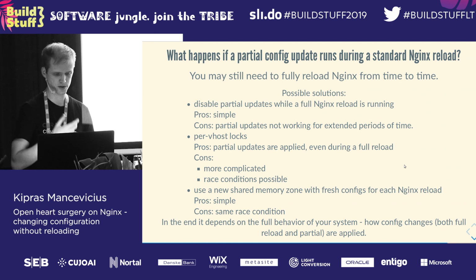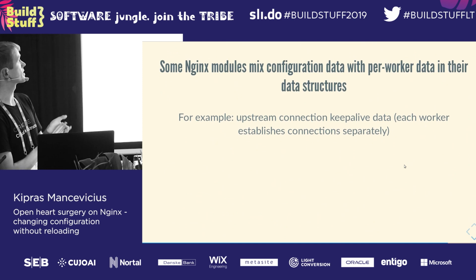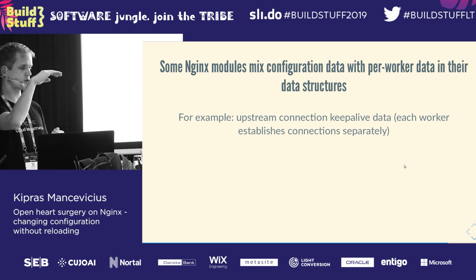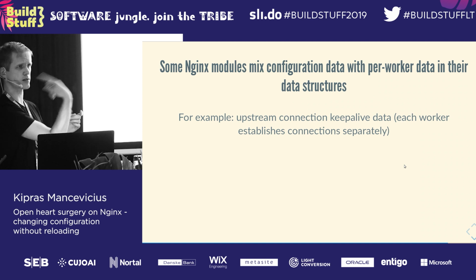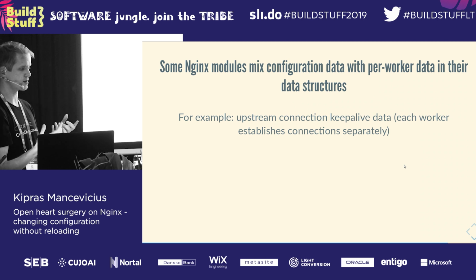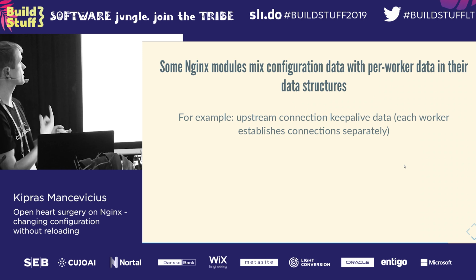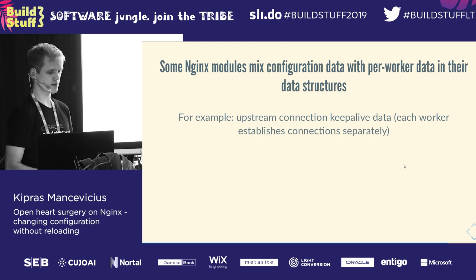There's more variables that come into this. Some Nginx modules actually mix per worker data in their config structures, and that's a really bad thing. For example, upstream connection keepalive, the module that allows you to have keepalives to the origin, so that you wouldn't have to make another connection every single time when you're proxying. It's a thing you really should use. It improves performance, reduces latency. But it keeps the connection keepalive right there with the config.